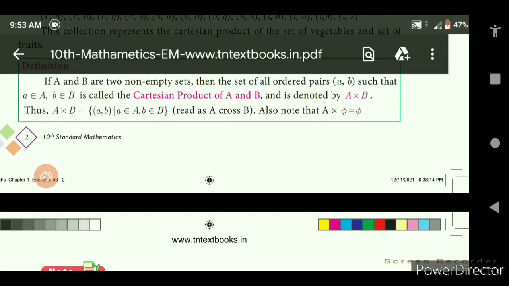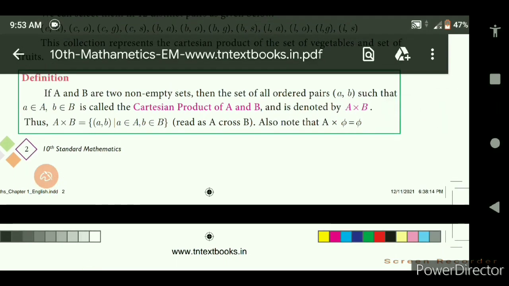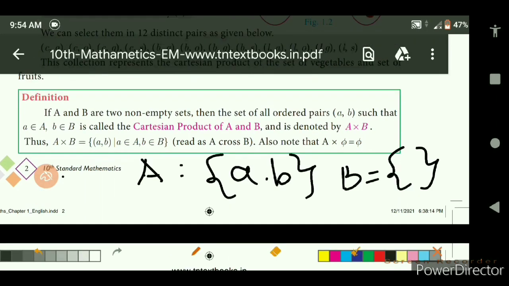And also they are giving one important statement: a cross null set will make a null set. Just think, one set contains some fruit, another set contains nothing. So how do we make a combination here? We can't make, no. So it will produce a null set.